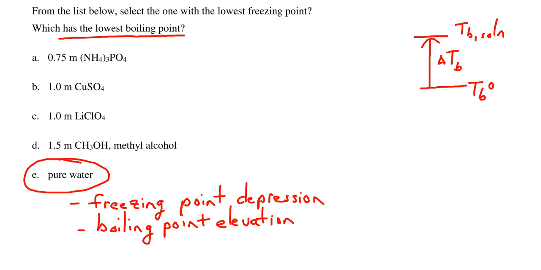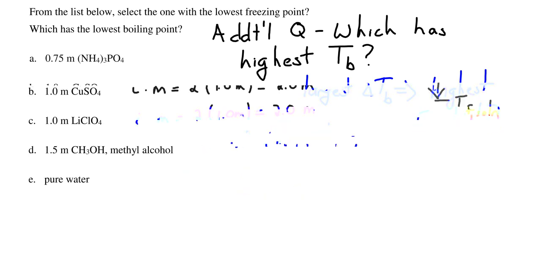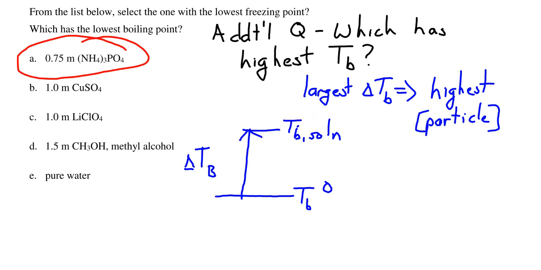The boiling point of all of the solutions A through D are going to be higher than that of the pure solvent. We'll ask one additional question: which out of all of these 5 is going to have the highest boiling point? The answer here would correspond to the largest value of delta TB, the highest particle concentration, which again would be choice A.